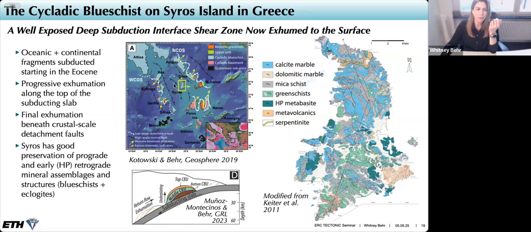Syros Island, shown in the yellow box right in the middle of this island core complex, represents one of the structurally deepest and best preserved exposures of the CBU. So it has beautiful preservation of blueschist to eclogite facies metamorphism in both oceanic and continental affinity subducted slices. And I'll be showing examples from various parts of the island, but especially from regions that preserve features more representative of oceanic materials that are reasonable analogs for Pacific-style subduction.